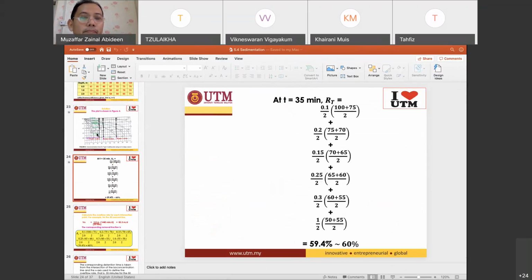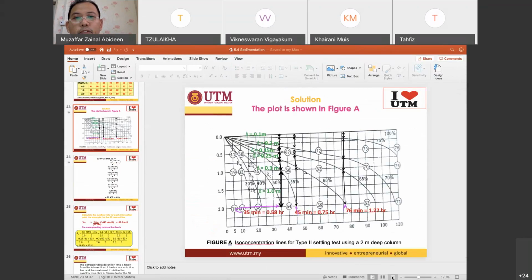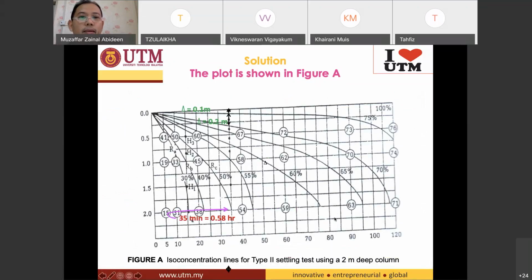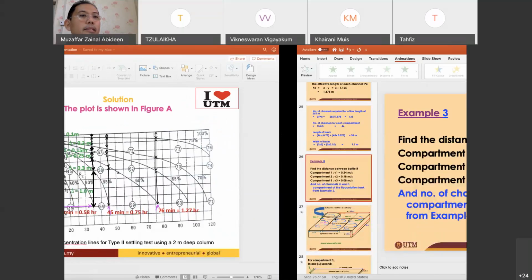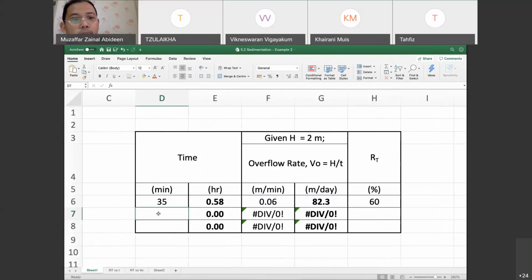Now, we haven't finished yet. We have already got one time, so we choose another time, whichever you like. In my case, I prefer to choose 45 minutes. I put 45 minutes here, and automatically my Excel will calculate the time in hours and also the V naught in meter per day and meter per minute. So my task now is to find out the RT.